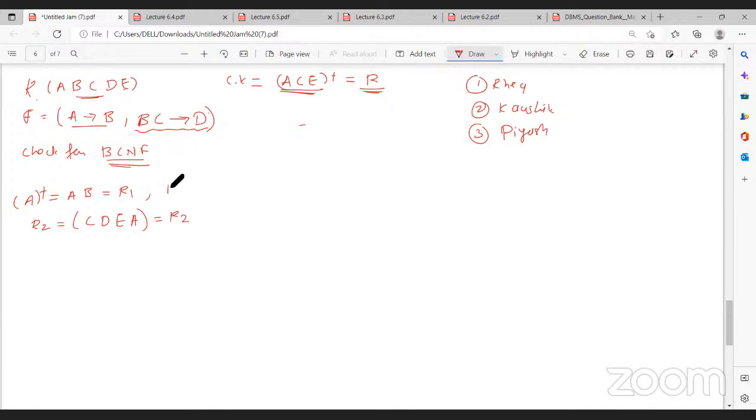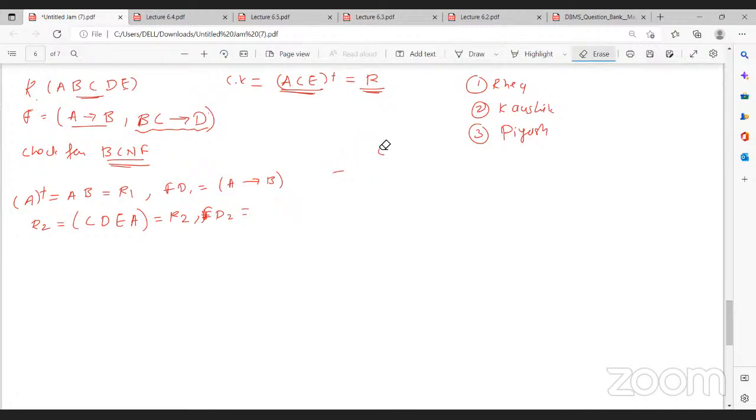Now let us check for the functional dependencies applicable to this. For R1 it will be A determines B, and for R2, is there any functional dependency applicable to this relation? BC determines D? No, C, D is not present, right? What Ria was saying earlier: say I have A determines B and B determines C, so I can write A determines C in this decomposed relation.